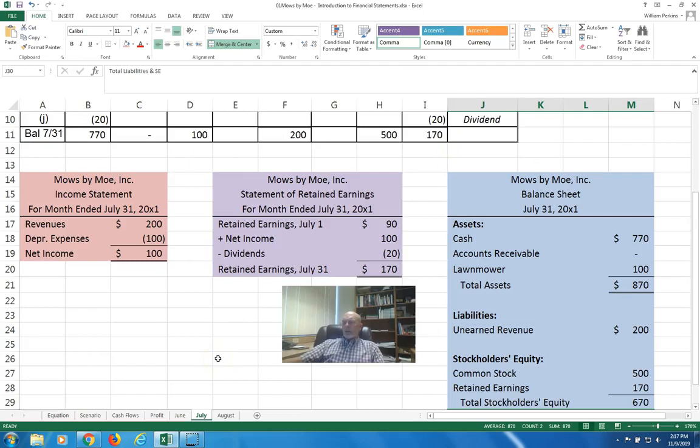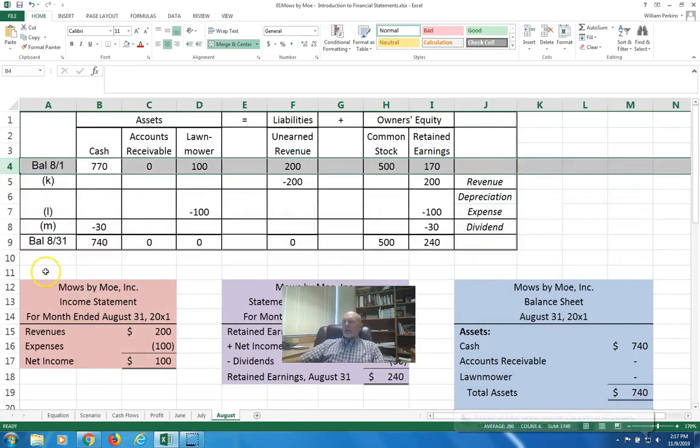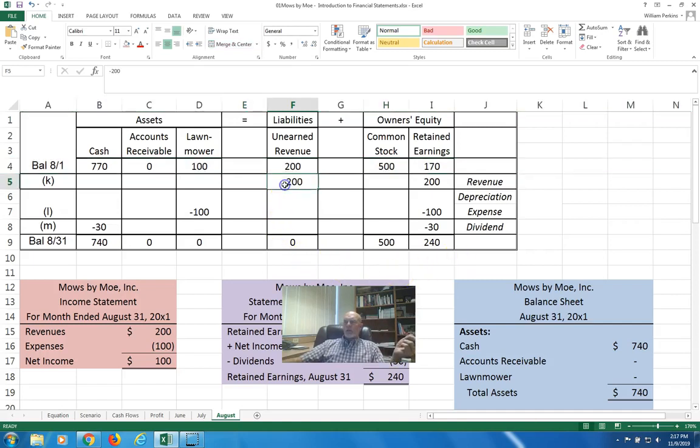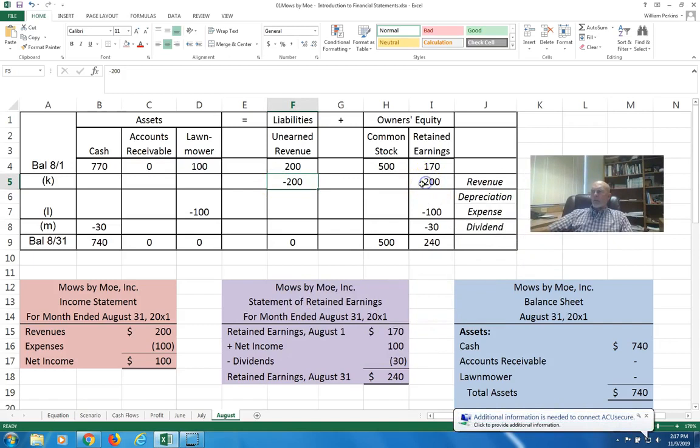And finally, we go into the month of August. The column totals at the end of July become the beginning balances for August. And then we will record what we did in that month. The first thing we did was we mowed the yard that we had already been paid for. So that reduced this liability, took care of that. And since we did the work, we are recording revenue of $200. Because remember, you always record revenue when you do the work.